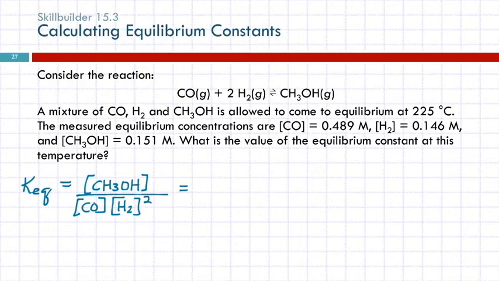Then we're just going to take the numbers that are given and put them in. Make sure you match them up correctly. CH3OH is 0.151. So that's in the numerator. And then in the denominator, we've got the CO, 0.489. And we've got hydrogen, 0.146 squared.